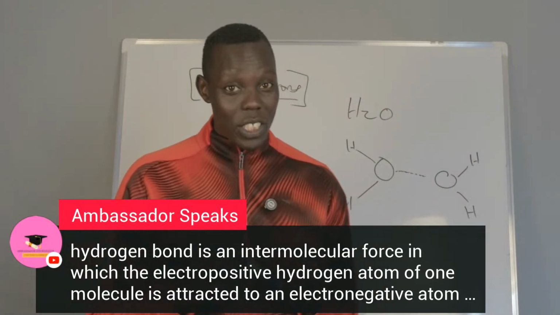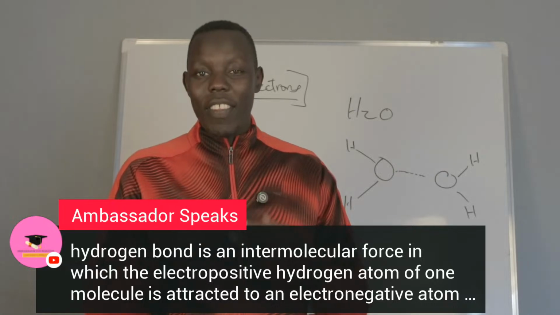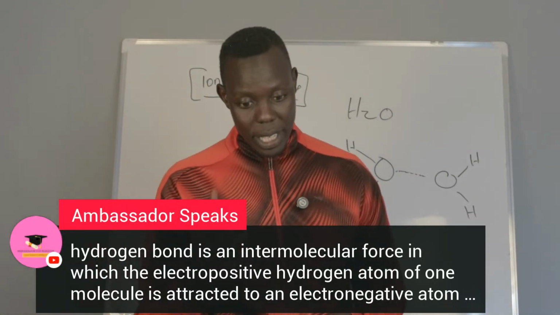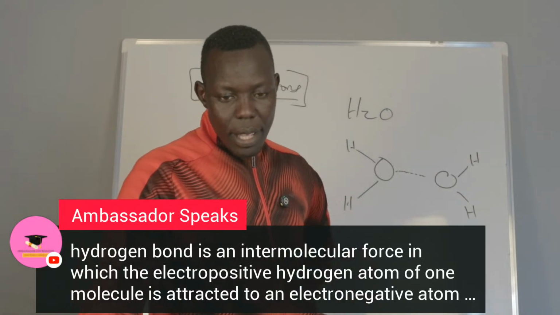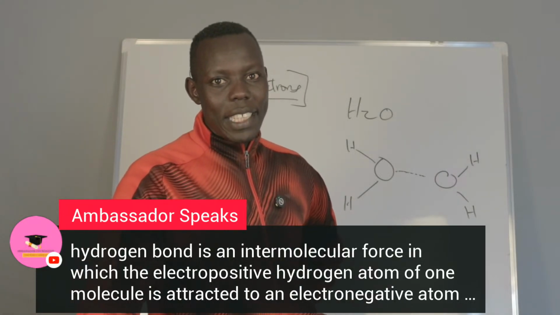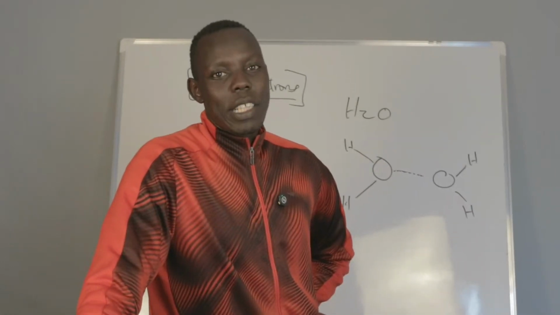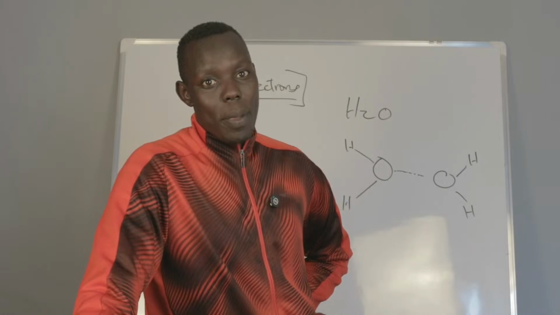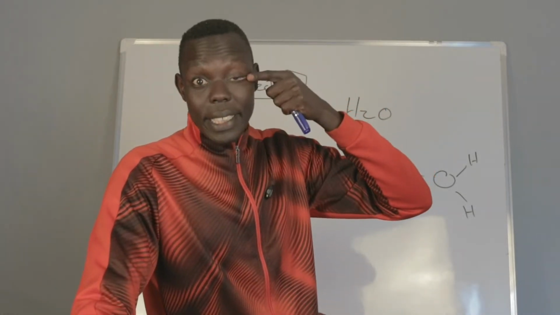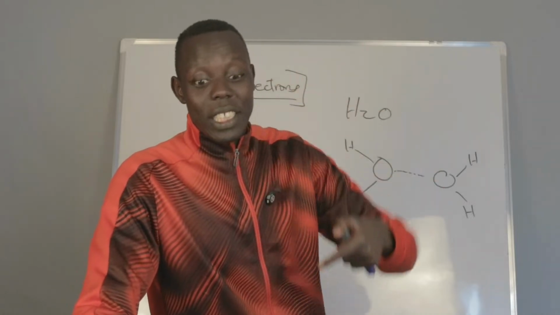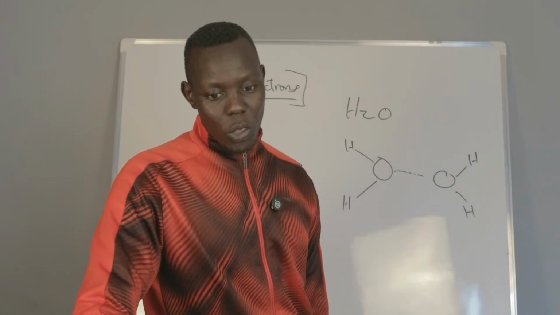Hydrogen bond is stronger than van der Waals forces, but weaker than covalent bond. Good. Now, ethanol has a relatively high melting and boiling point. 78 is not something low. Why? Because it has some hydrogen bonds because of the water in it, and covalent bond because of the water in it. Yes.